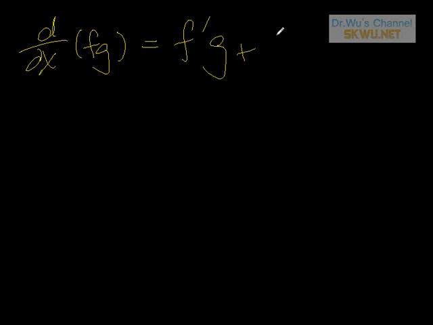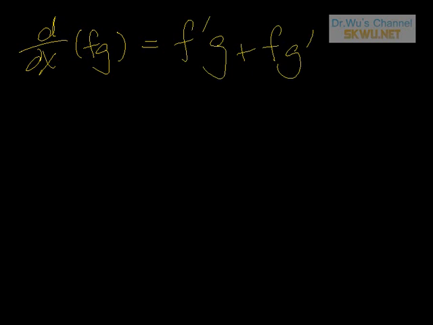Let's talk about the product rule. The product rule has a very simple equation. It's like this: d/dx of fg is equal to f prime g plus fg prime.